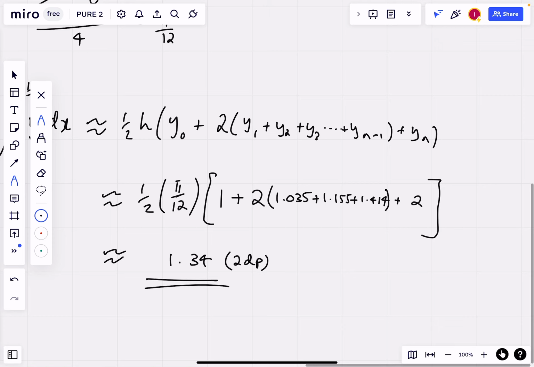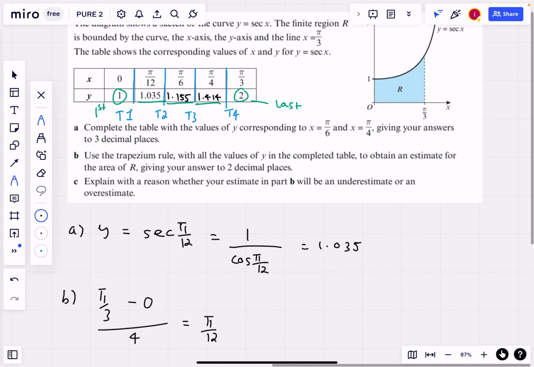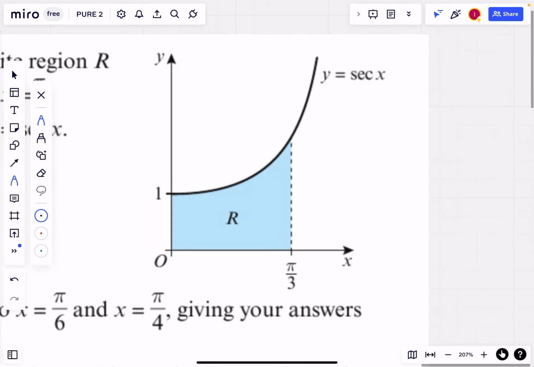Trapezium rule. It's as easy as that. You just need to identify your terms. You need to figure out h, you need to figure out all the y values, plug it in, stick it in the calculator, good to go. Okay, part C. Explain with reason whether your estimate will be an underestimate or an overestimate. Okay, let's refer to this diagram. We have 4 trapeziums in total. 1, 2, 3, 4.